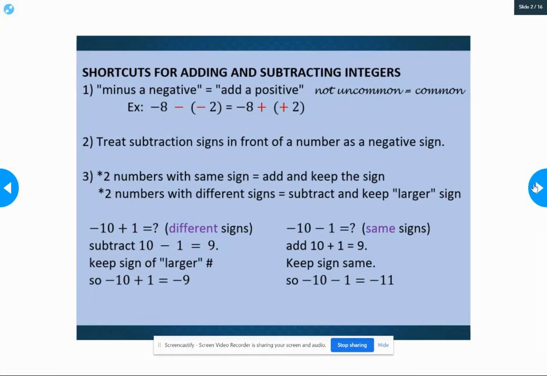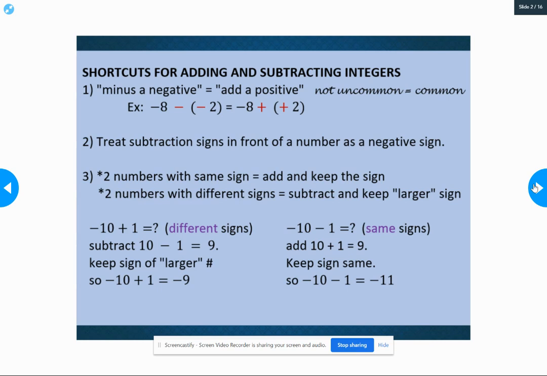Okay, before we go over the questions, though, I wanted to go over some shortcuts. Whenever you see minus a negative, change that to adding a positive. Okay, so kind of think of that phrase, not uncommon. If something is not uncommon, okay, then that means it's common. So the not and the un kind of cancel each other out.